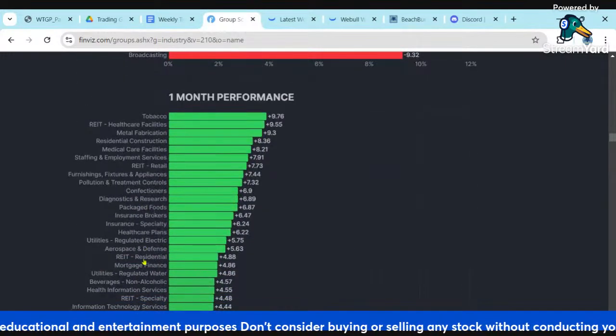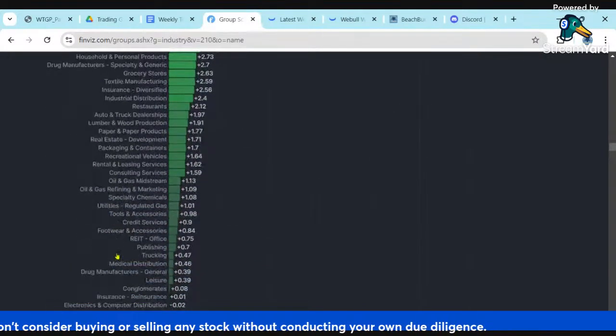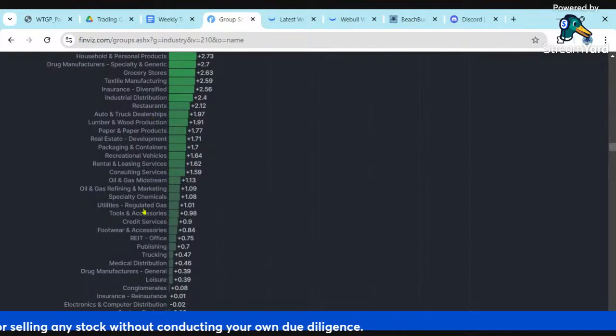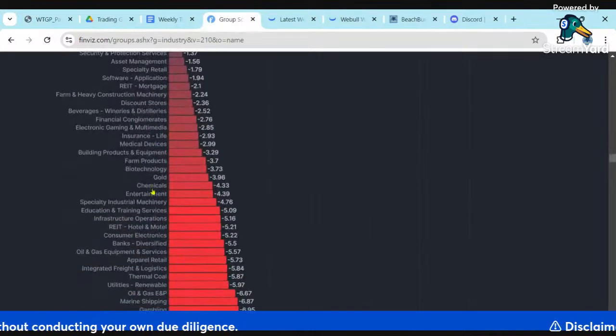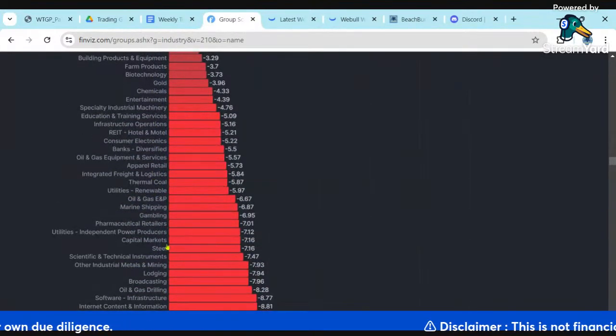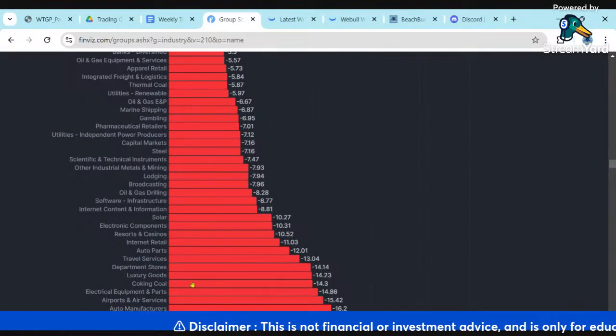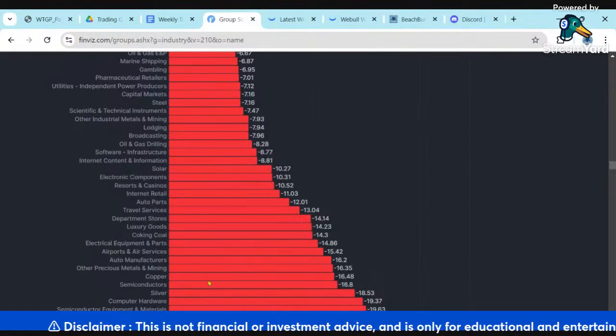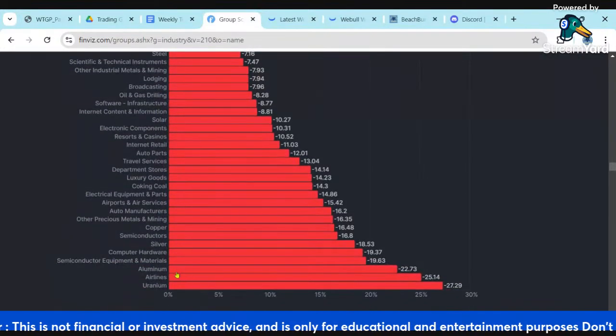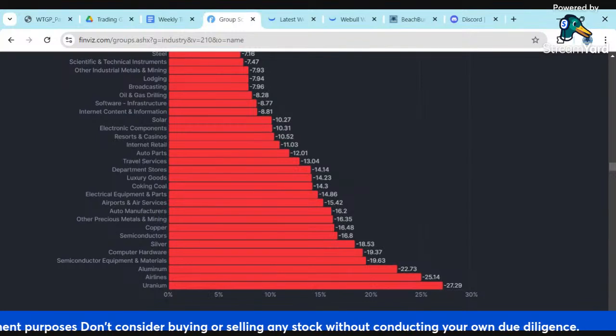Again, for the month, REITs positive, utilities, some oil, some energy. Negatives: gold, steel, commodities, some REITs, coal, copper very negative for the month, silver very negative for the month, aluminum. Again, we see uranium very negative for the month and just had a recent rebound. So again, we'll talk again tomorrow about opportunities we're looking at in uranium and some of these other areas.